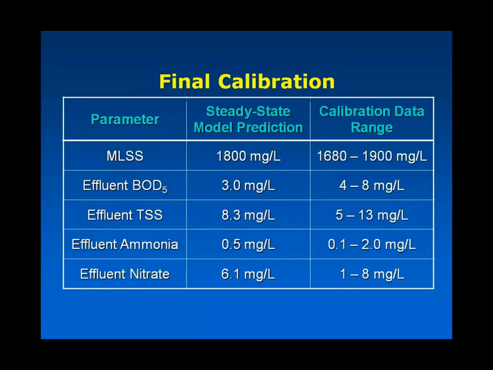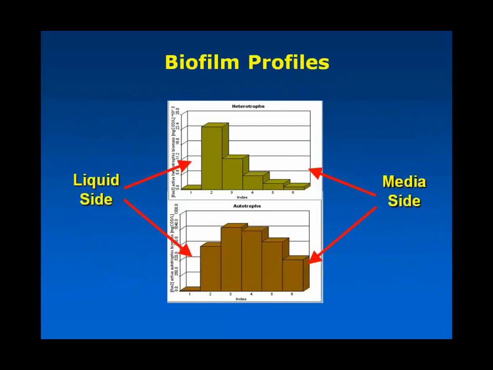So in this particular case, I was able to match a rough steady state calibration only. I matched the mixed liquor, and matched their effluent BOD, ammonia, and nitrate within the range of the data, within the variability of the data that they had available. The interesting thing that the model was showing us, and I've seen this in some other systems as well, is you can take a look at the profile of the biomass and how it sits in that biofilm. So this is heterotrophs on the top and autotrophs on the bottom. This is liquid on this side.